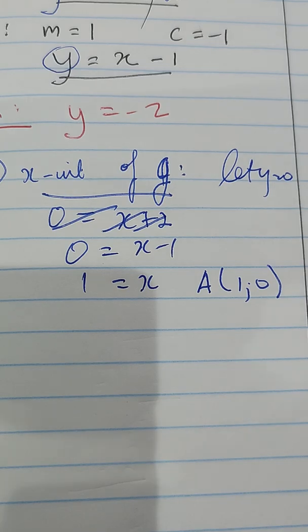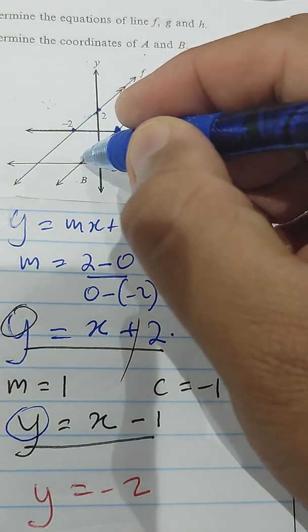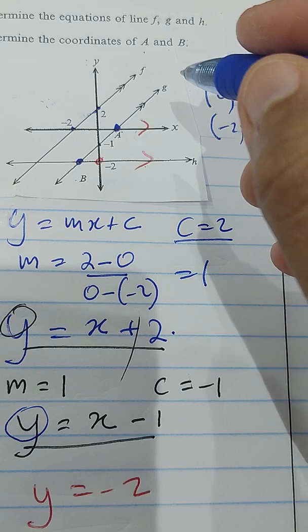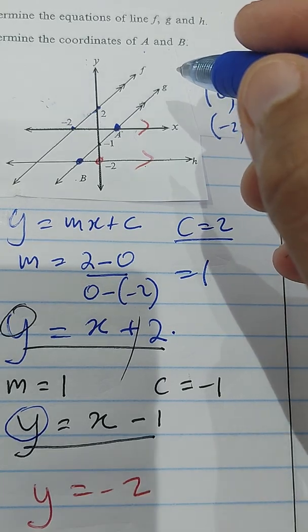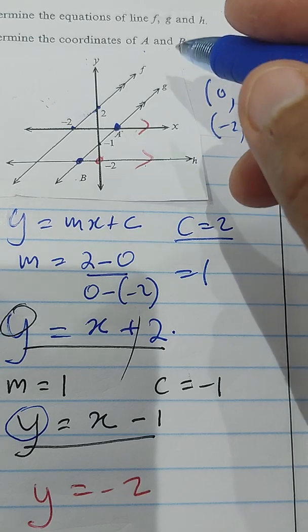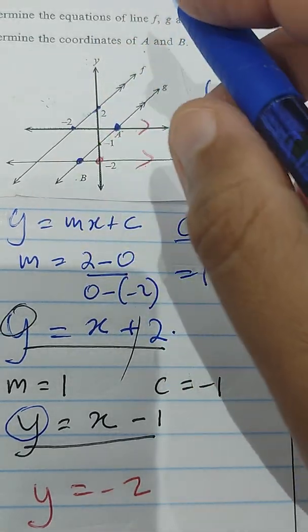Alright. So we got A, B. Let's go to B. You see, B is the point of intersection of g and h. In the next section you will be doing simultaneous equations, and you'll be able to do that from there. However, let's use the logic of what we have at this point.